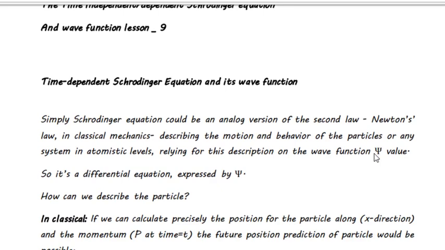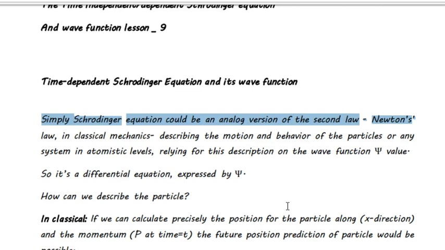were introduced to describe the behavior and the motion of the system that we are dealing with, but in terms of quantum mechanics, not classical mechanics. So simply, the Schrodinger equation would be an analog or similar version of the second law, maybe Newton's law of classical mechanics, like the summation of forces equals mass multiplied by the acceleration.